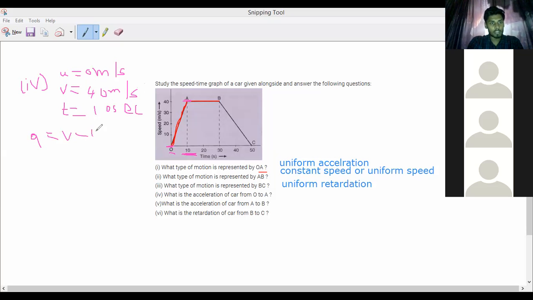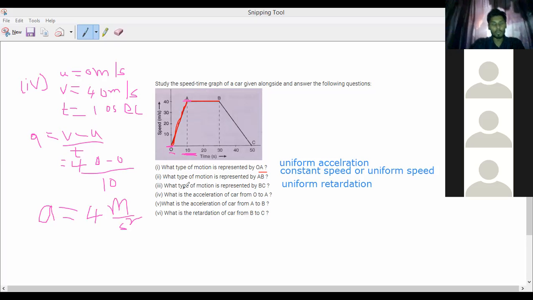Acceleration is final velocity minus initial velocity divided by time period, which is equal to 40 minus 0 divided by 10, which is equal to 4 meter per second square. 4 meter per second square is the acceleration from O to A.